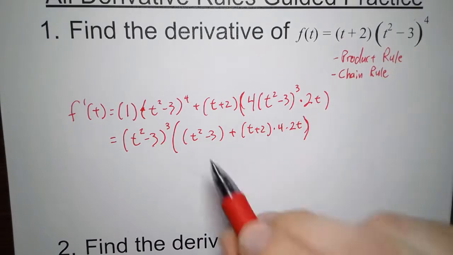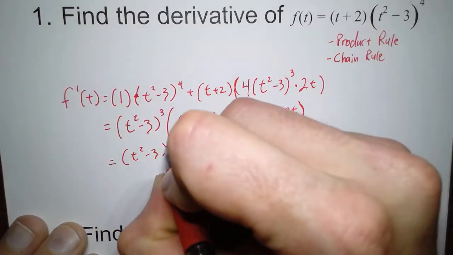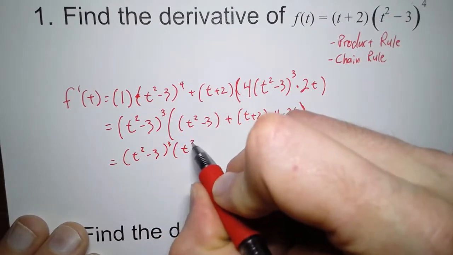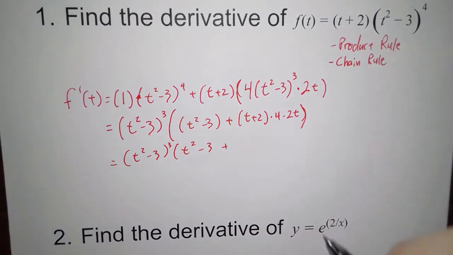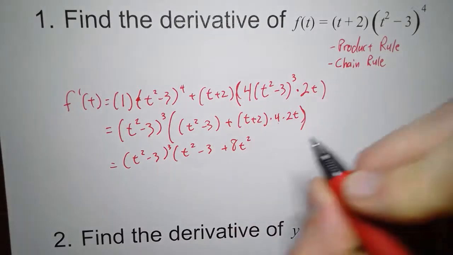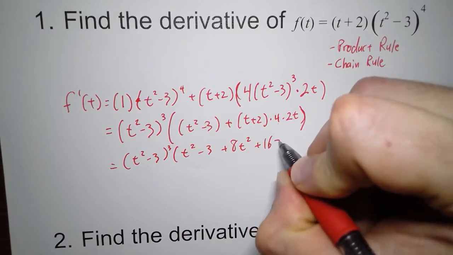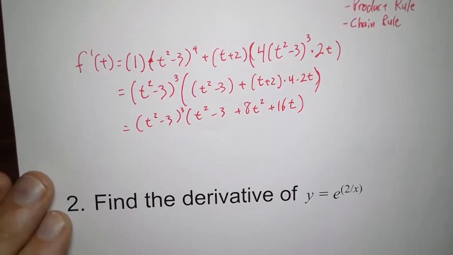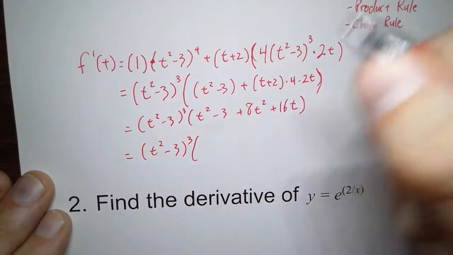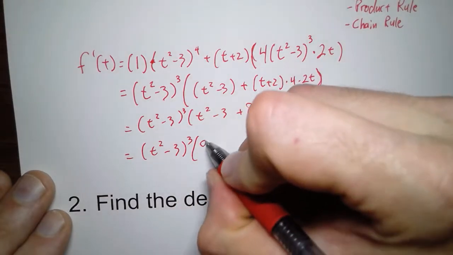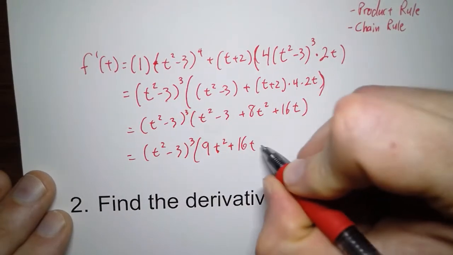So now let's simplify this part a little bit. We still have t squared minus 3 to the third power, and then we have t squared minus 3 plus, so we have t times 4 times 2t, so that's going to be 8t squared. Then we have 2 times 4 times 2t, so that's going to be plus 16t. So now all we have to do is combine like terms. We still have the t squared minus 3 to the third, and so we have t squared and t squared, so 9t squared when we add them, plus the 16t, and then minus 3.